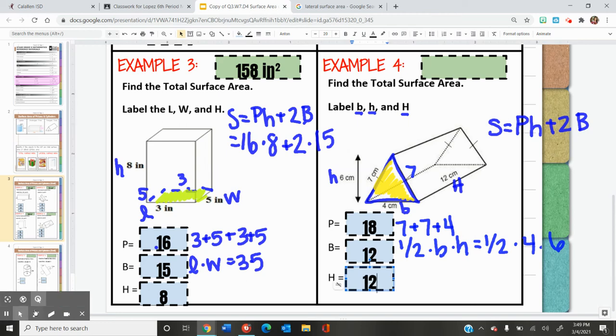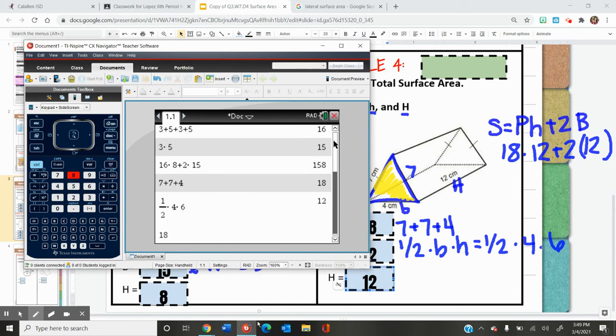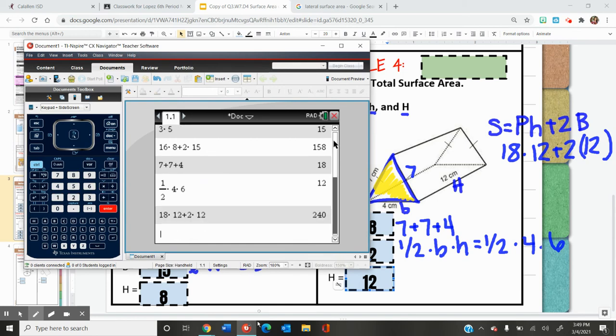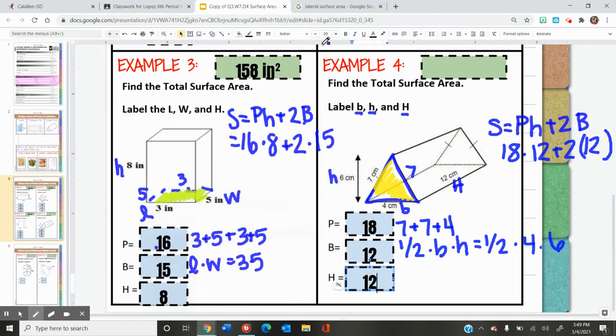So now we can go ahead and plug in our numbers into our formula. So the perimeter of my base was 18 times the height of my prism, which was 12, plus 2 times the area of my base, which was 12. So opening up our calculators, we're going to put 18 times 12 plus 2 times the area of my base, which was 12. And here we get 240. So here the total surface area for this triangular prism was 240 centimeters squared.